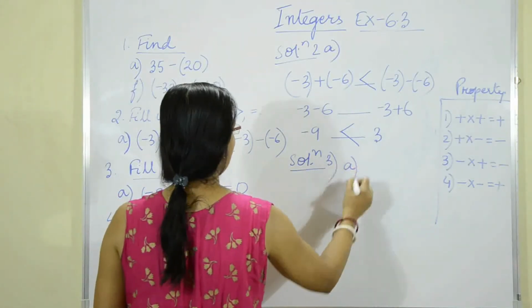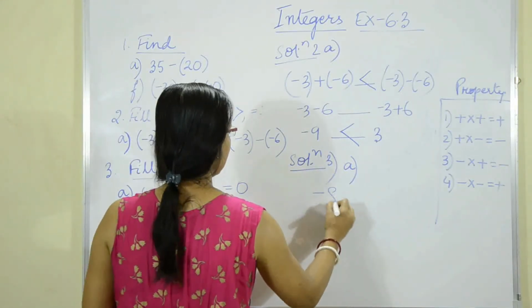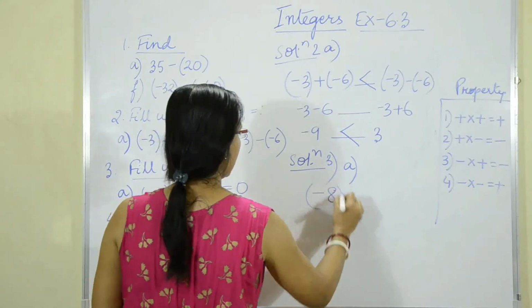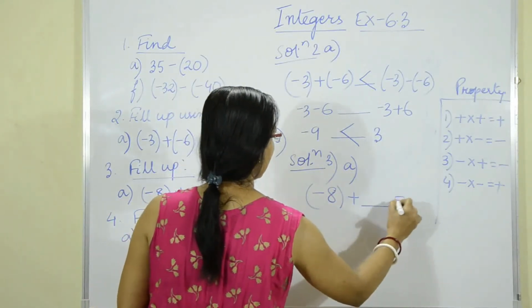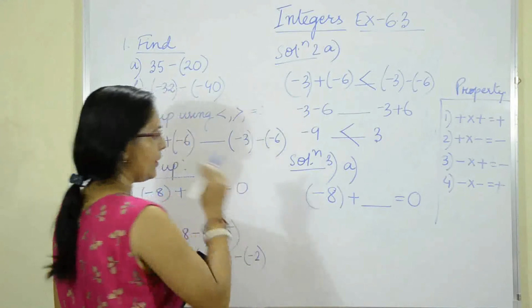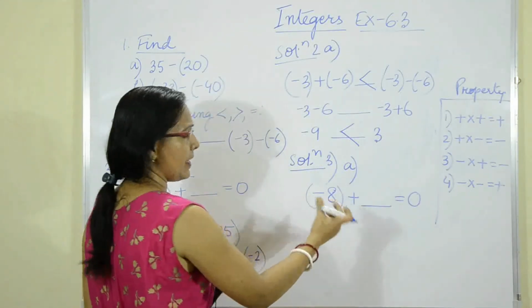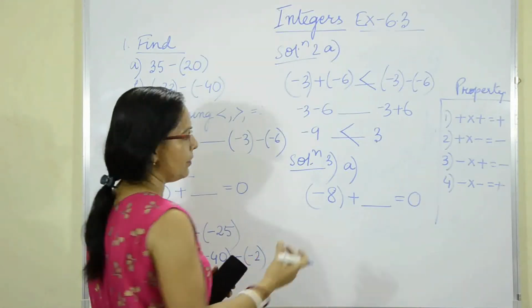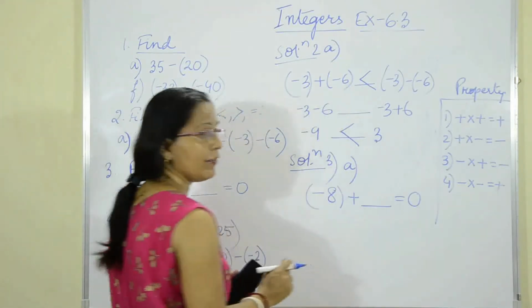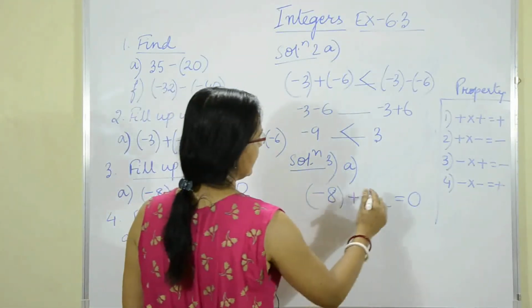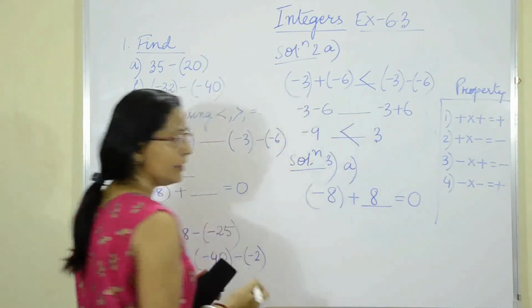Now this is a number, minus 8 plus something is equals to 0. Now can you see, I want 0 and I told you I want the same value of opposite sign to get a 0. So this is again a case of additive inverse. So minus 8 plus 8 will have to be 0.